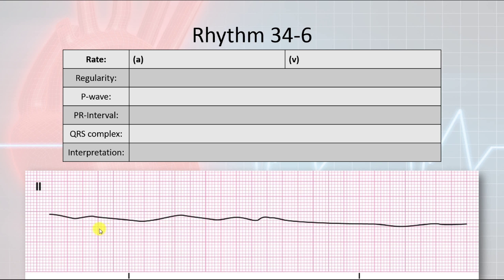Here's another one. I don't like this one much as asystole because this might show some kind of ventricular activity, but the book is calling it asystole, so that's what we'll go with. How do you document this one?